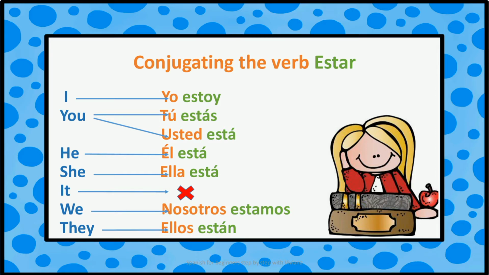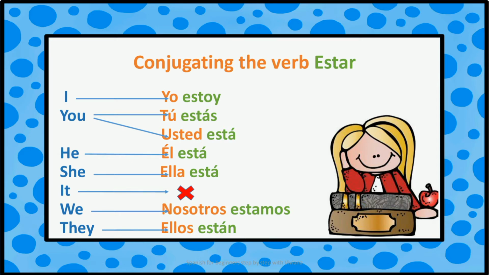Did you hear that alarm? This alarm means that in Spanish there isn't the pronoun it. But this topic is long, and to avoid confusion, we must talk about it in another video.